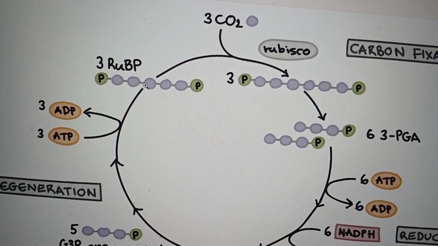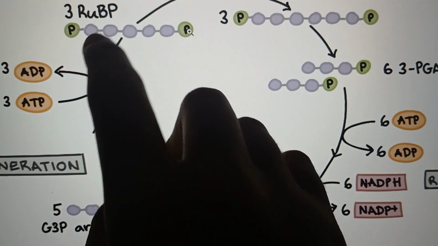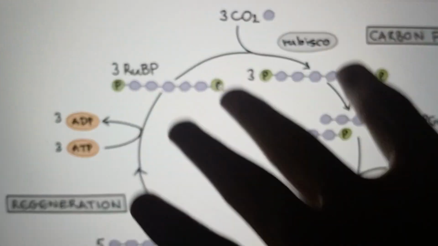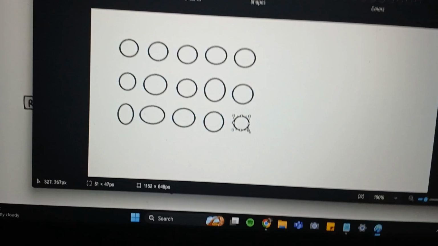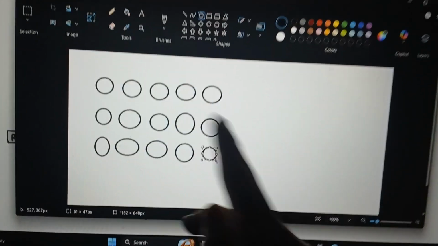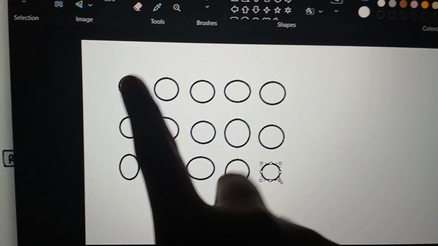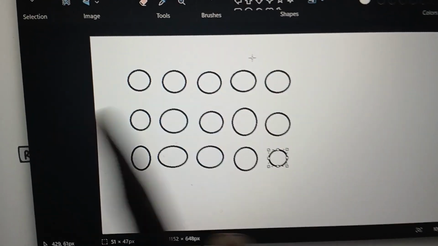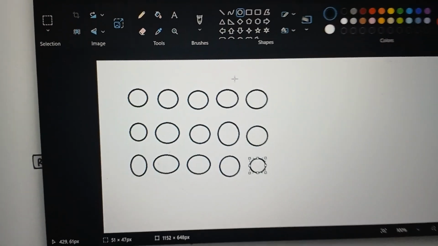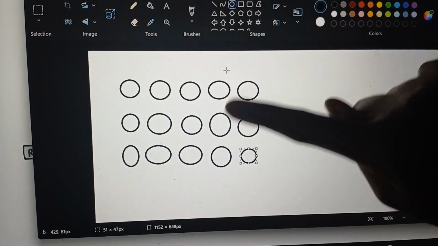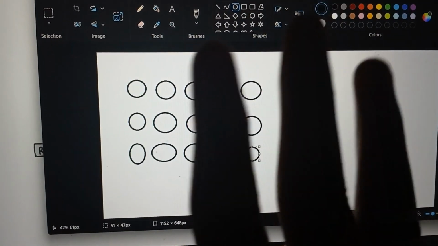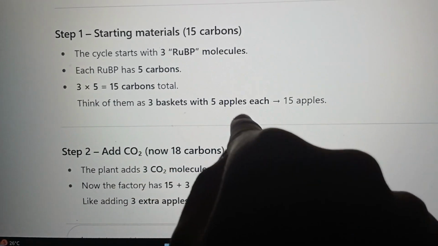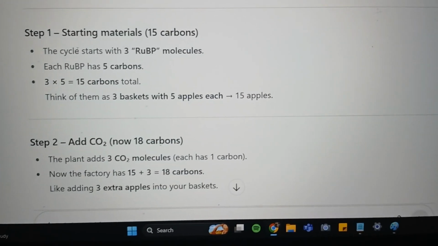So 3 RuBP, each has 5: 1, 2, 3, 4, 5. You're going to multiply the 5 by 3. Why? What I'm showing you right now are carbons. As you can see, we have them in 3 sets: this is 1 set, 2 sets, and then 3 sets. In more detail, this is 5, 10, 15. So that is why it says 15. It is written here: think of them as 3 baskets with 5 apples each. That's easier.